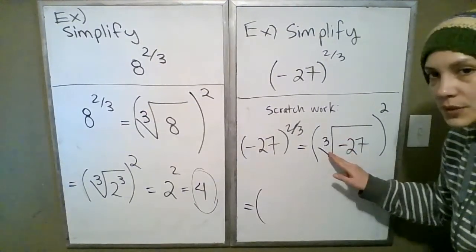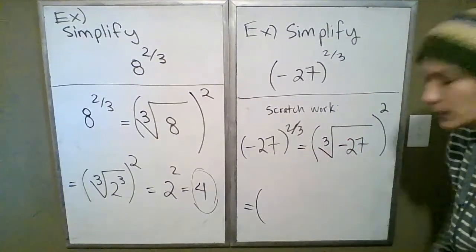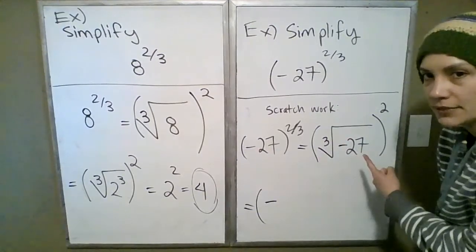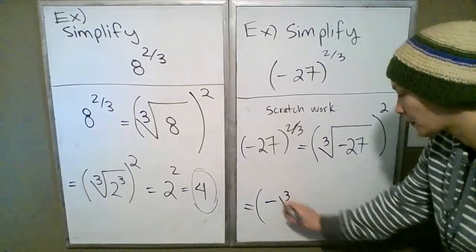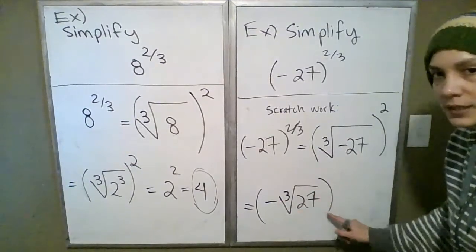We have an odd root of a negative number. We can bring the negative out in front of the root. And then there's a cubed root of 27. And that, we're going to square this whole thing.